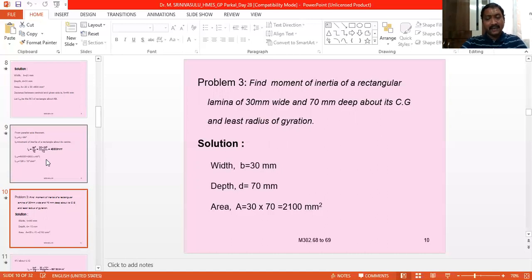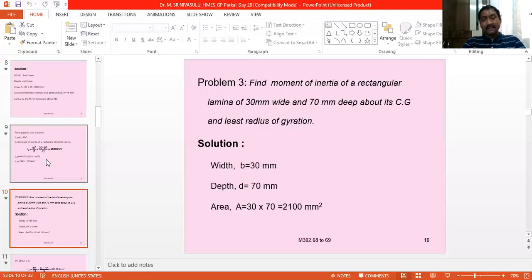So here also a lamina is given. If they ask for CG or centroid, both are the same, and we are supposed to find it out. In this case, first we have to find both moments of inertia, that is Ixx and Iyy: the moment of inertia of the given rectangle about the x-axis passing through the centroid, and also about the y-axis passing through the centroid. Ixx and Iyy we have to find separately.